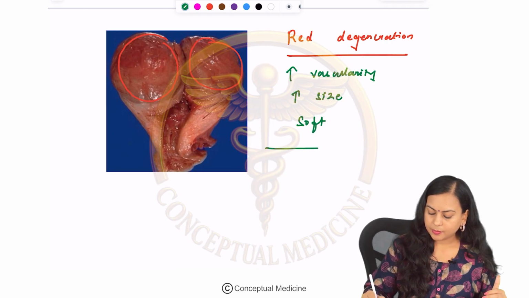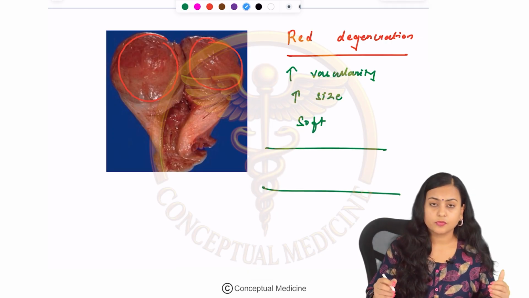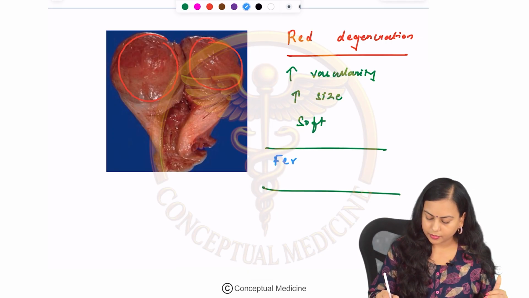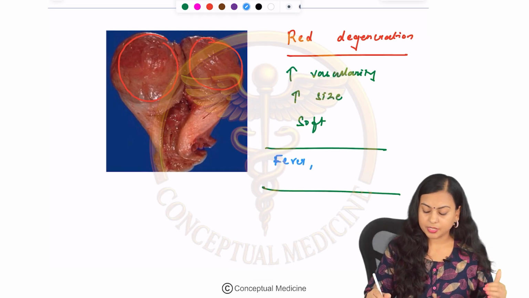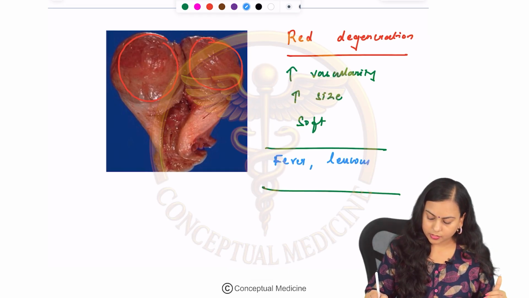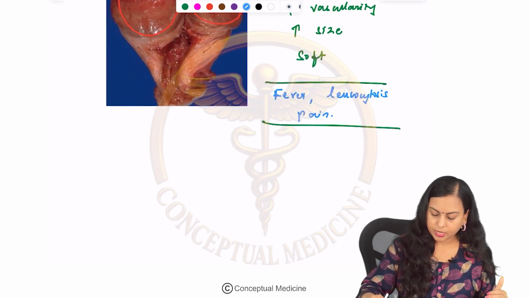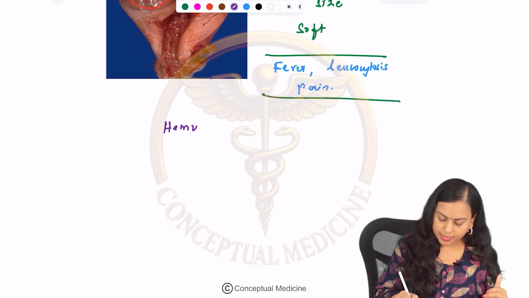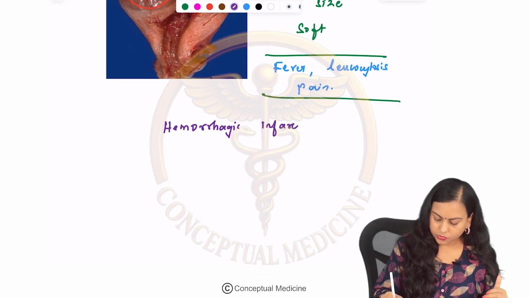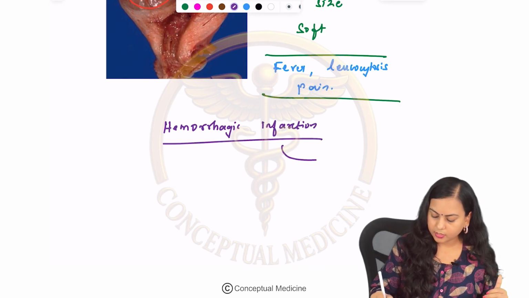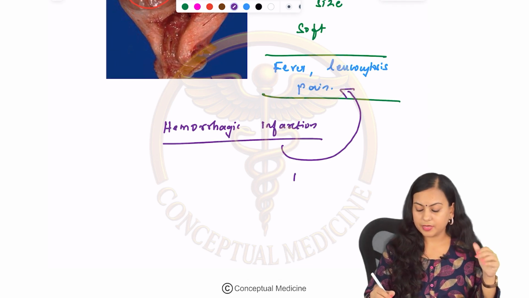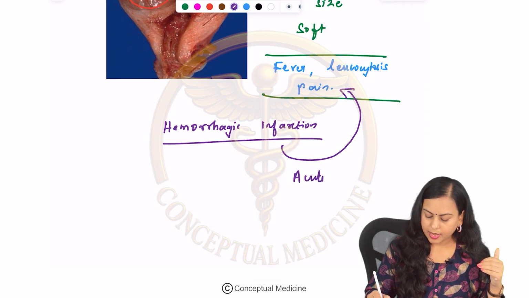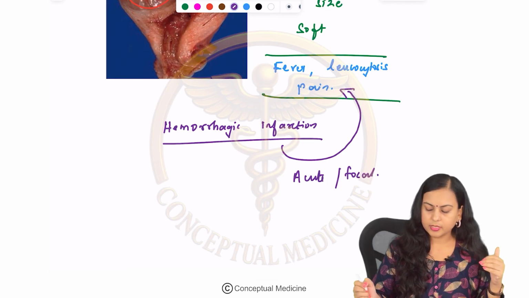Okay, and the presenting complaint of the patient will be fever, and when you take a CBC there will be leukocytosis. Obviously pain can also be there. So what is happening here is there is hemorrhagic infarction. So that is causing the pain. So the pain will be acute pain and it will be focal in site.